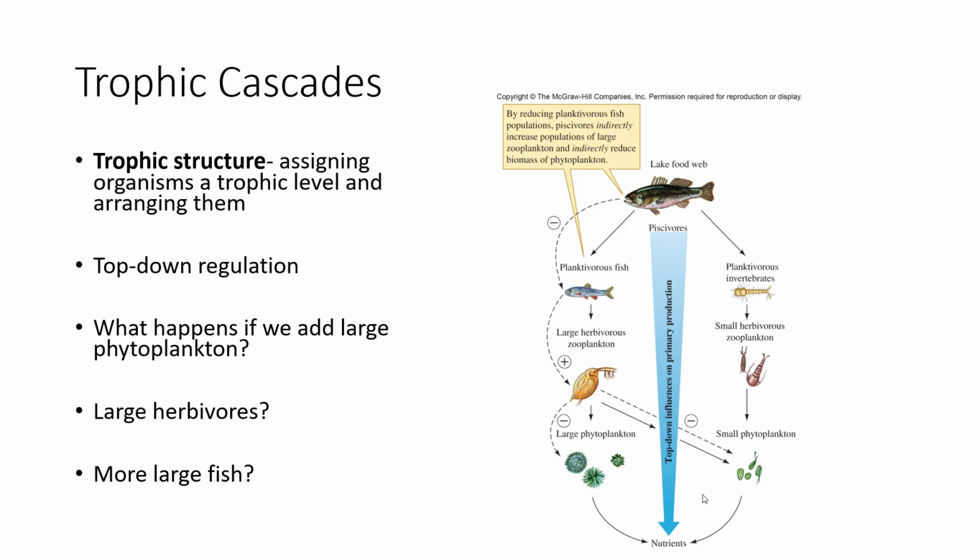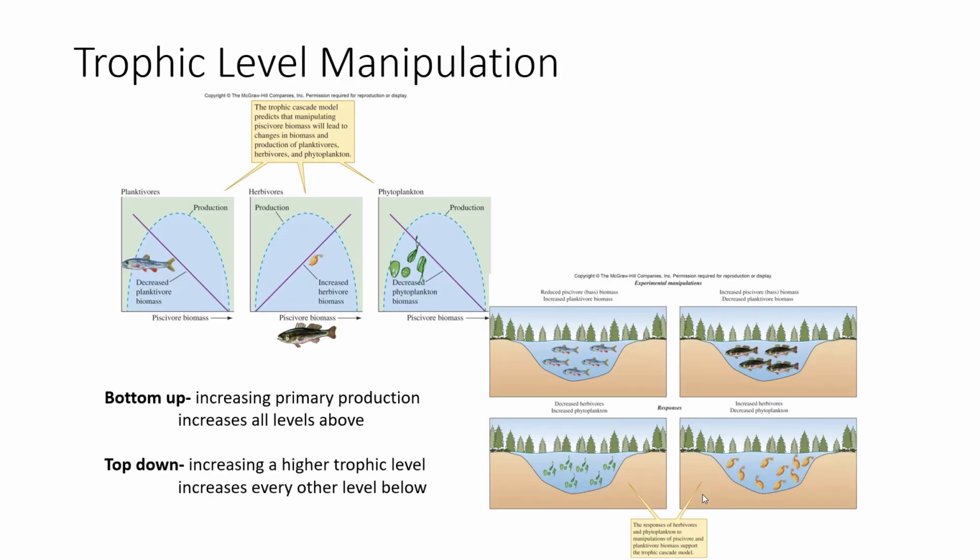That's called top-down regulation, of course. And what if you added more to the bottom? Well, if you added more phytoplankton, then you're going to get more zooplankton, which means more fish, which means more fish. So these top-down and bottom-up effects have very different structures, where a top-down effect is minus, plus, or something like that, and a bottom-up is just plus, plus, plus, plus. This is why increasing the base of the pyramid makes the whole pyramid larger. Trophic manipulation is done in some experiments. As I just mentioned, the bottom-up type is going to increase all levels above primary productivity, and top-down effects are going to increase the higher trophic level and every other level below.